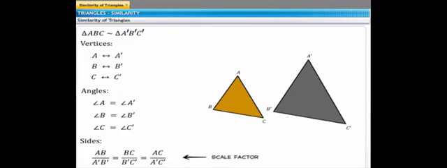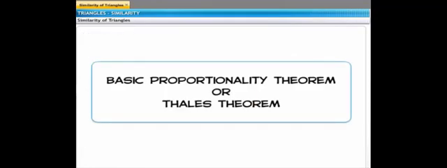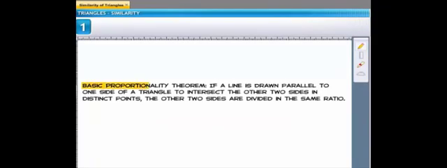Next, we will discuss an important theorem based on the similarity of triangles. This theorem is called the basic proportionality theorem or the Thales theorem. The basic proportionality theorem states that if a line is drawn parallel to one side of a triangle to intersect the other two sides in distinct points, then the other two sides are divided in the same ratio.